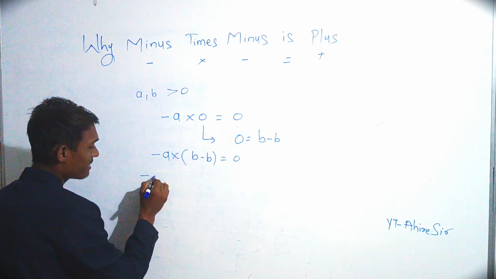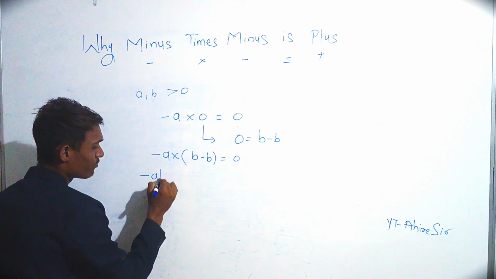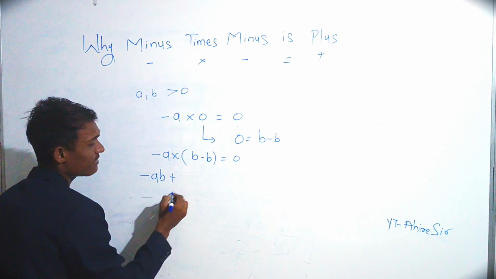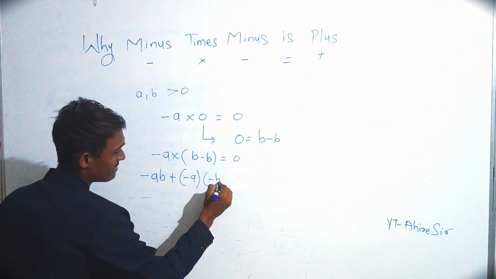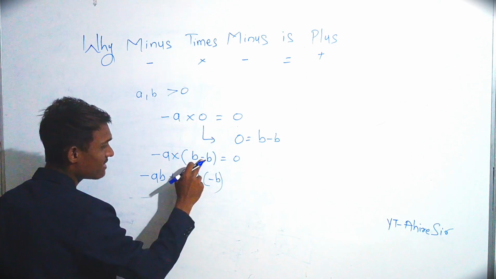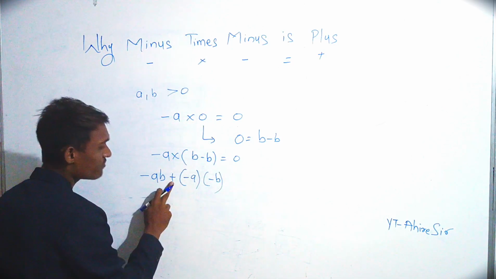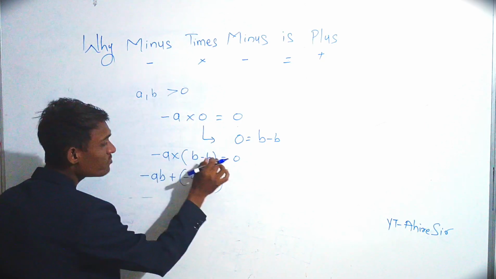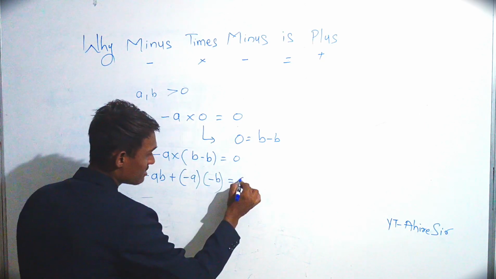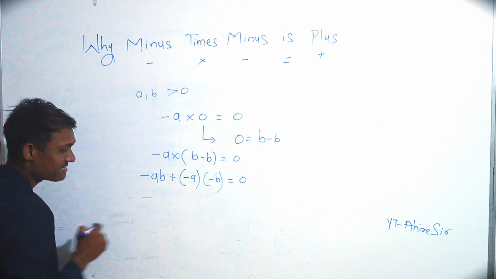What happens? Minus a into b plus minus a into minus b. Rather than taking the minus 1, we are taking the plus 1 and multiplying minus a into minus b. It is equal to 0. We are getting this.